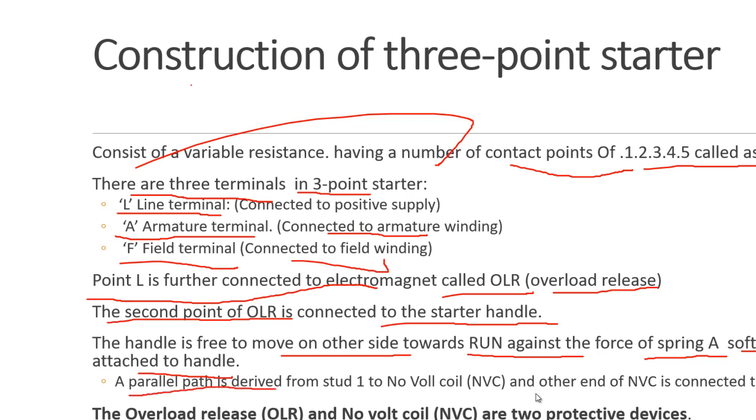A parallel path is derived from stud 1 to the no volt coil, and the other end of the no volt coil is connected to the F terminal. The overload release and no volt coil are both protective devices. We will see in the diagram.